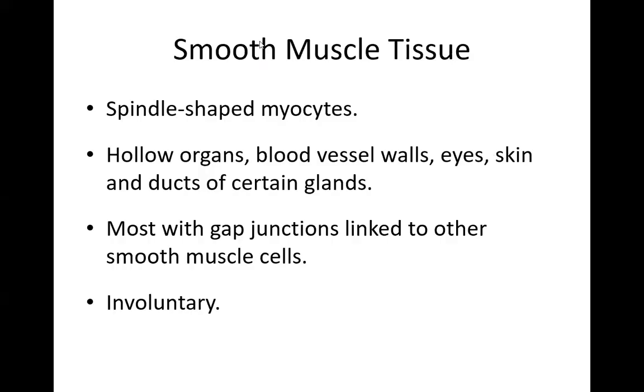Smooth muscle tissue is made of spindle-shaped myocytes. It comprises the hollow organs.